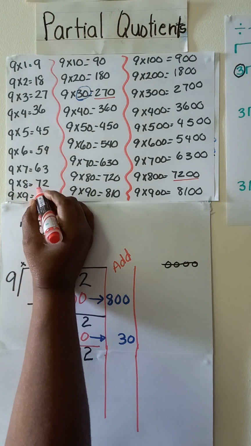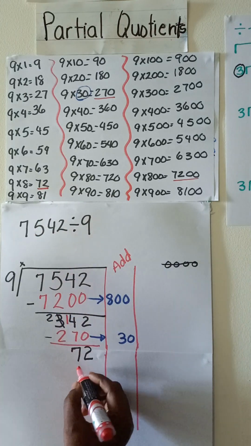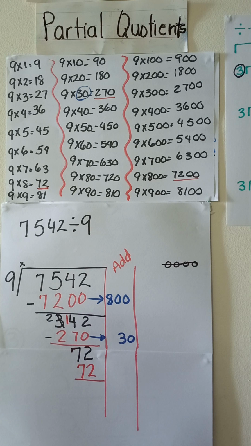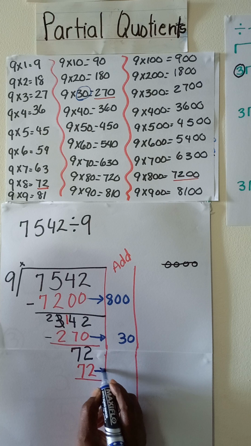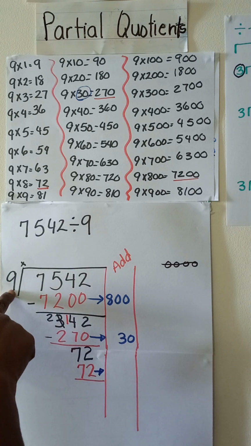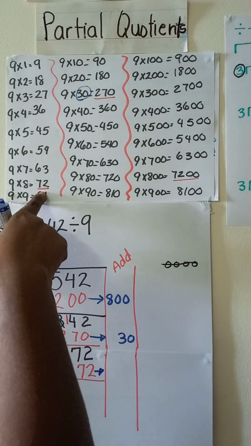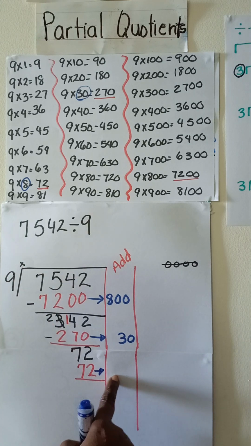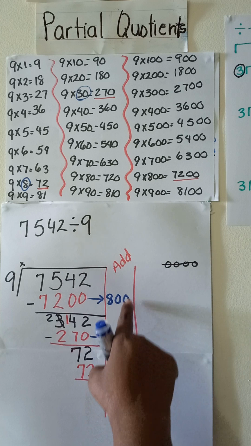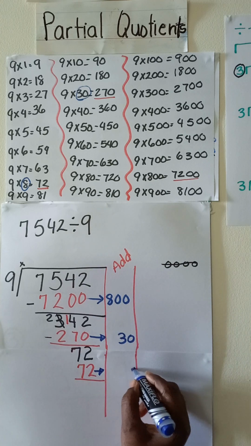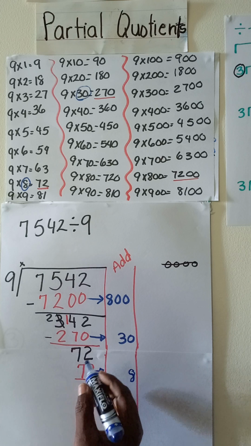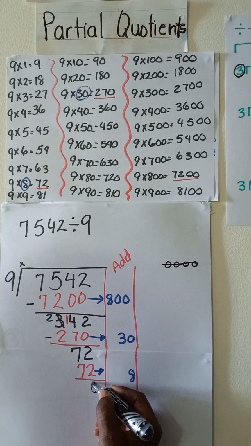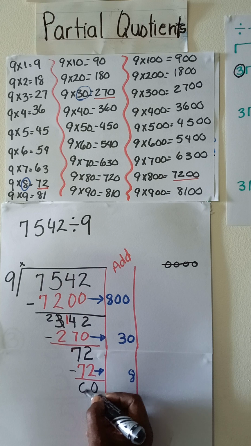Look, there's 72. So I'm going to put my 72 under the 72. Then I'm going to draw my arrow. Can't forget to draw your arrow. Now, what did I do to 9 that will give me 72? I multiply 9 times 8. I'm going to put my answer right here. Make sure you put your answers in the correct column. 8 ones, 8. Now, when I subtract, 2 take away 2 is what? 0. 7 take away 7 is 0.